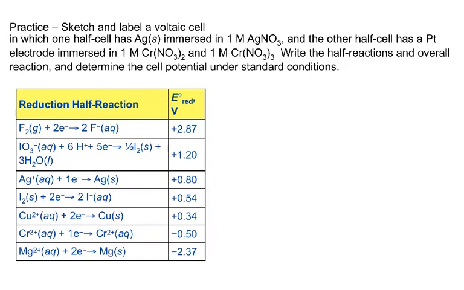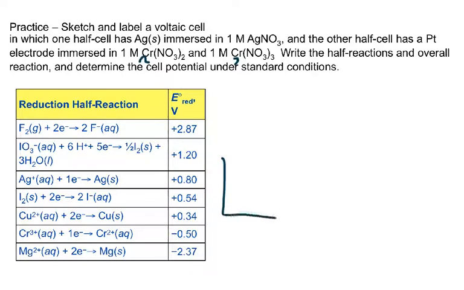Here's another practice. Again, pause and practice. Sketch and label a voltaic cell in which one half cell has silver immersed in 1 molar silver nitrate. The other half cell has a platinum electrode immersed in 1 molar chromium nitrate and 1 molar, so this one will be chromium 2 nitrate and chromium 3 nitrate. Write the half reactions and overall reaction. Determine the cell potential under standard conditions.